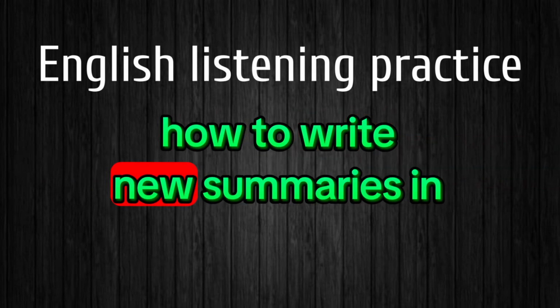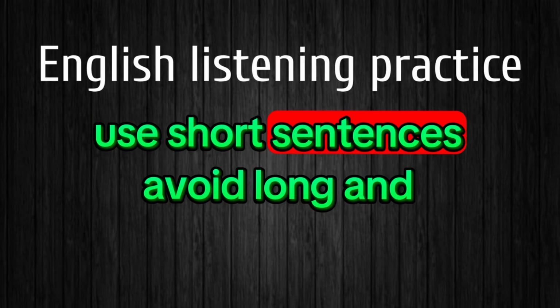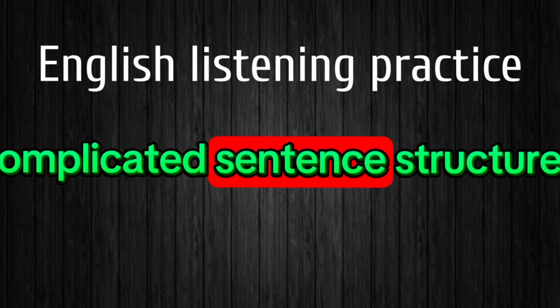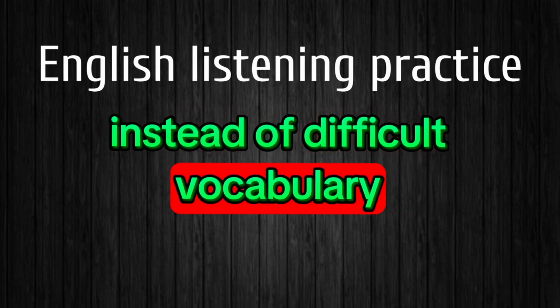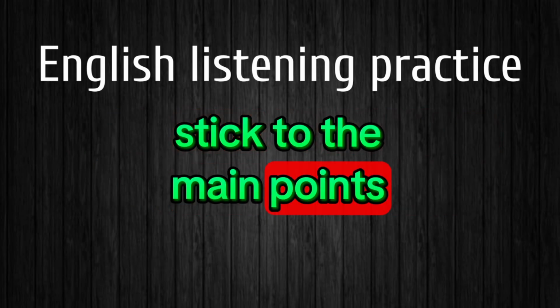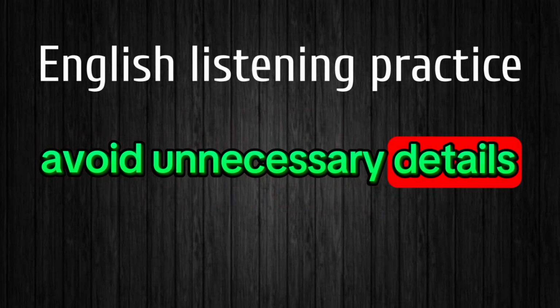How to write news summaries in simple English. Use short sentences. Avoid long and complicated sentence structures. Choose common words. Use everyday words instead of difficult vocabulary. Stick to the main points. Focus on the essential facts and avoid unnecessary details.